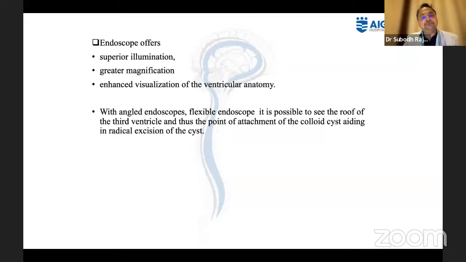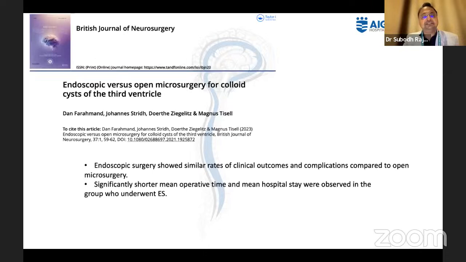With newer endoscopes, we have superior illumination and magnification, and with the angled and flexible endoscope, we are able to see the roof of the cyst. That's the most important thing which came with the flexible endoscope. We can see the point of attachment of the colloid cyst, aiding in its excision. And this is by Framand, who showed that endoscopic surgery has similar rates of clinical outcomes as microsurgery.